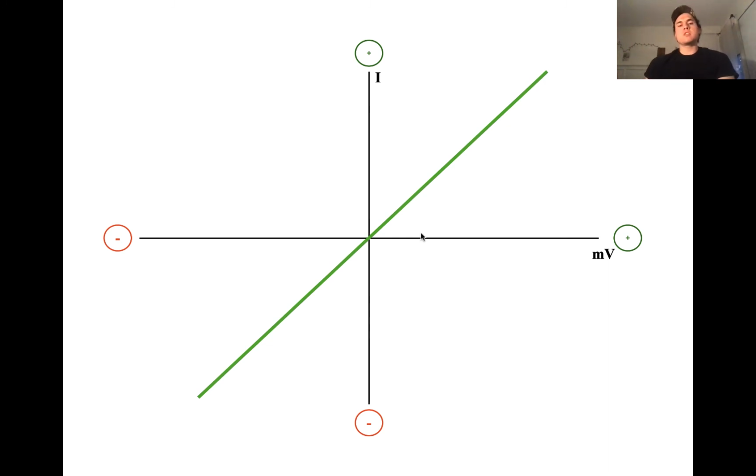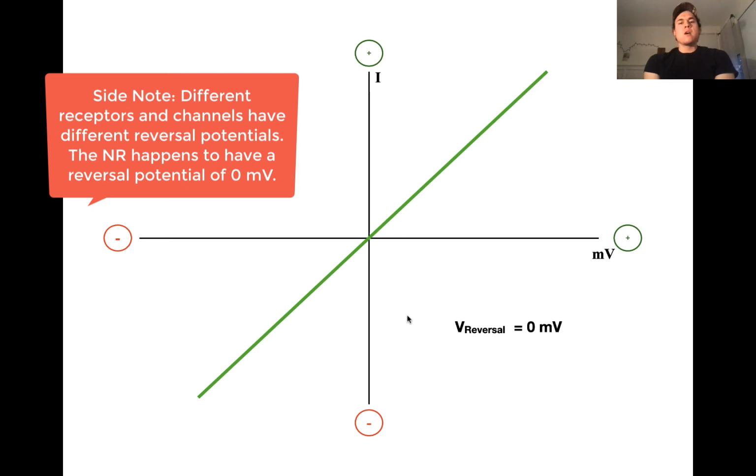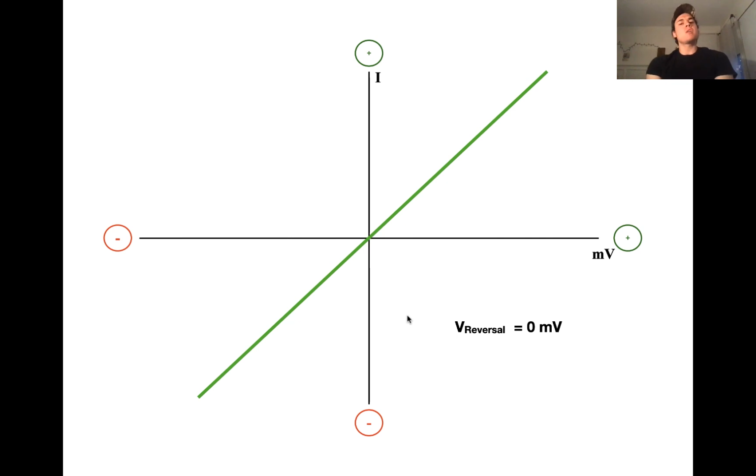An important point to point out on this graph is this point. This point passing through the origin is called the reversal potential. The reversal potential, or the reversal voltage, is the membrane potential at which the net current through this open receptor is 0. So in other words, when the membrane potential is 0, this is the reversal potential of the nicotinic receptor, which means that the net inward current will be equal to the net outward current, which means that no net current is being passed. So the reversal potential for the nicotinic receptor is 0 millivolts.